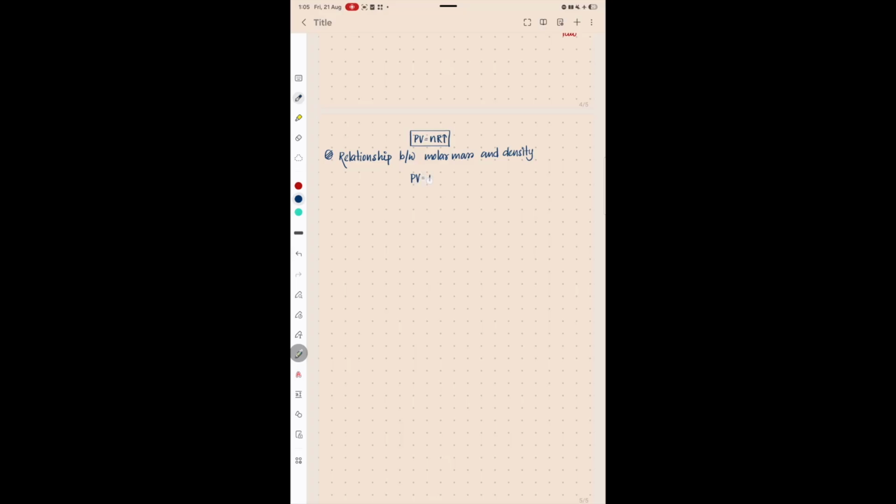So we know that PV is equal to nRT. Okay, so what I can do is PV is equal to m by M RT. Now this small m is the mass of the gas, right? And what is capital M? This is the molar mass of the gas, right? So from here what you can derive is that PM is equal to m by V RT, right?